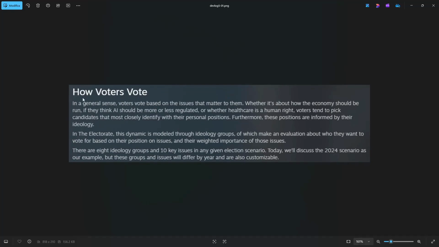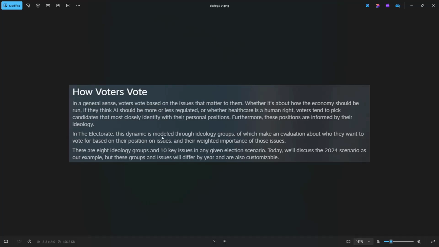Today the question is how voters vote. In a general sense, voters vote based on the issues that matter to them, whether it's how the economy should be run, whether AI should be more or less regulated, or whether healthcare is a human right. Voters tend to pick candidates that most closely identify with their personal positions. Furthermore, these positions are informed by their ideology.